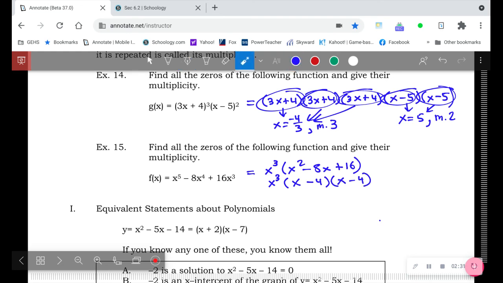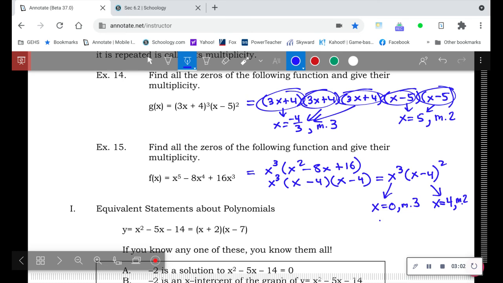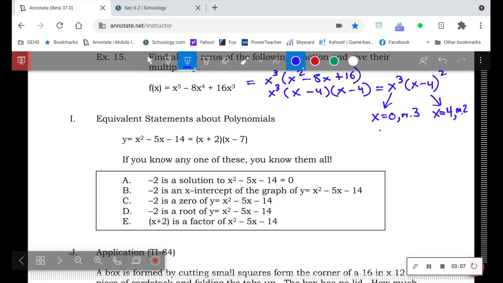And you'll see that I took the square root of this one and those two slots, the square root of this one and those two slots, and I borrowed the middle term there. So if I write this out, it's going to be x to the third times x minus 4 squared. Now, when you set this equal to 0, it gives x equals 0 with a multiplicity of 3. And this one, when you set it equal to 0, gives x equals 4 with a multiplicity of 2. All right, so just the number of times it shows up, that's a multiplicity.